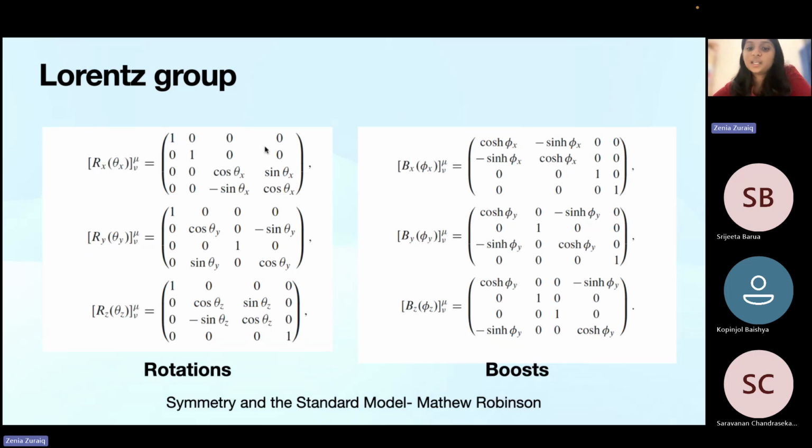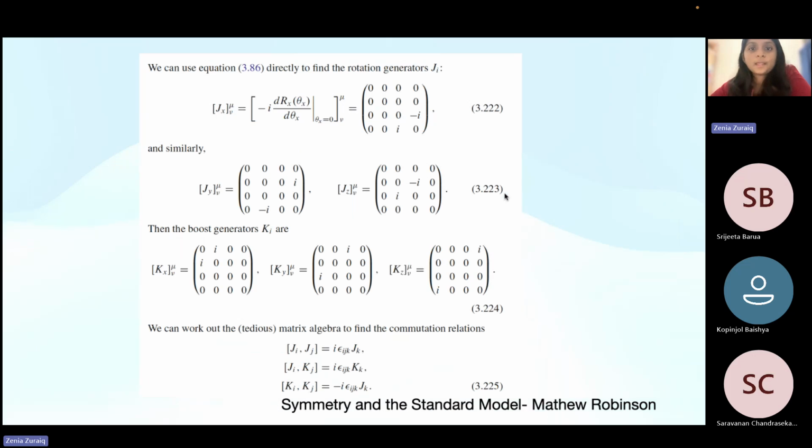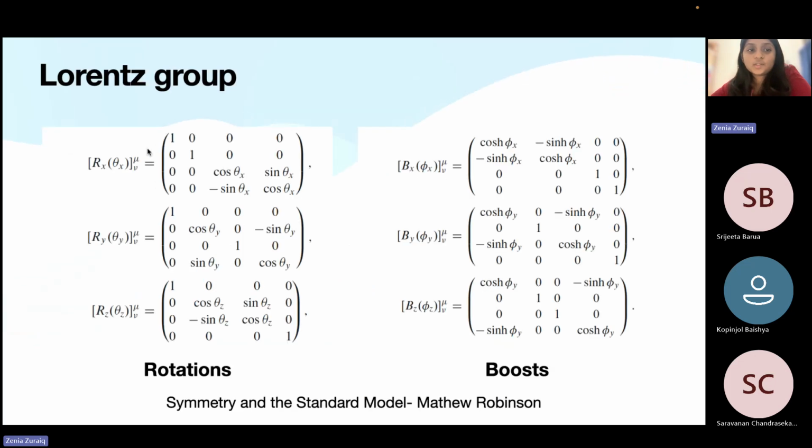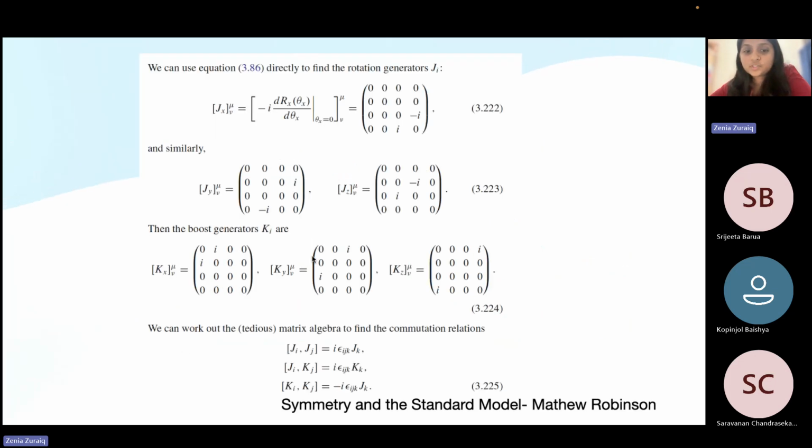So these are the basic elements of the Lorentz group. You can see that there are 6 matrices, right? And again, you can find the generators of the Lorentz group like this, basically just by doing the same infinitesimal sort of calculation. Based on the definition of a generator, you can find out what the generators of the rotation matrices are and what the generators of the boosts are. And you can see that you find the commutation.